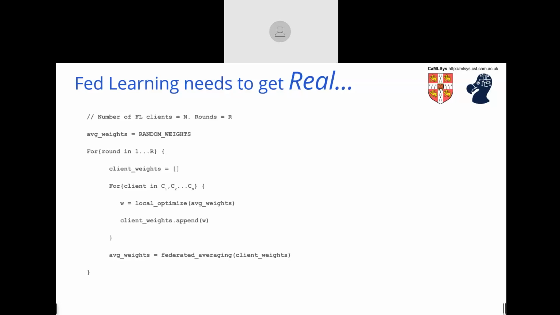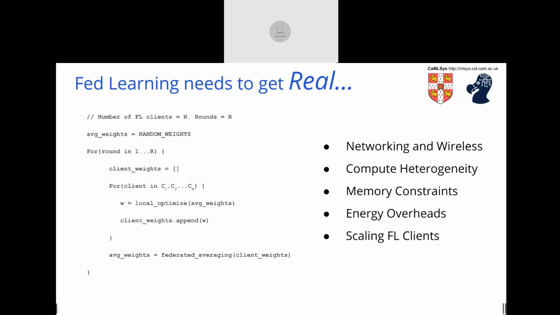Now, obviously, evaluating under this sort of circumstance will never capture the complexity of a real distributed system, where you have to deal with things like networking and wireless fluctuations, compute heterogeneity, so different devices have different amounts of compute available to them, and memory availability and differences between devices. After all, you could potentially have federated clients ranging from an embedded camera that might be very low end up to a flagship smartphone. So you somehow need to have that type of difference accounted for inside the clients. Then there is energy and scale.